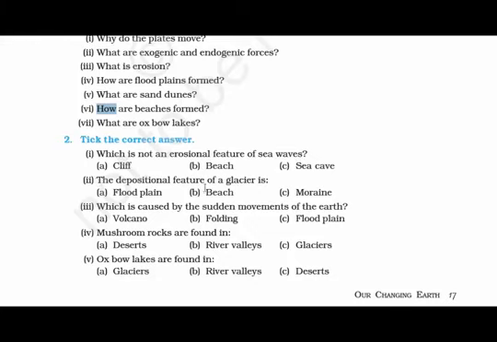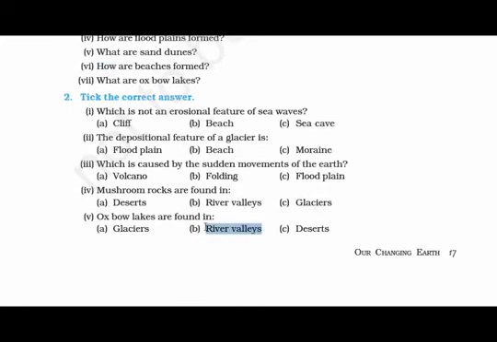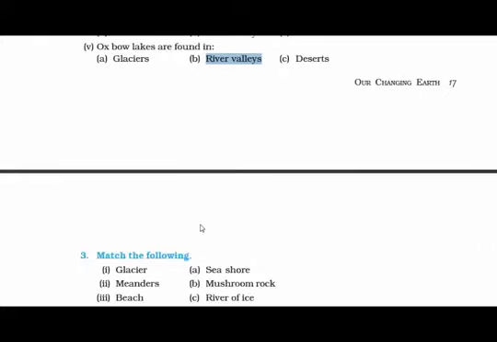The depositional feature of a glacier is moraine. Yes, we have read about this few minutes back. So it's moraine, which is caused by the sudden movements of the earth. Folding, yes. When two plates, that is the lithospheric plates, when they move, they form fold. Floodplain is caused by running water. Volcano is a vent which is there to take out the magma. Mushroom rocks are found in deserts. So the meaning of mushroom rocks is they are narrow from base and they are wide from top. Oxbow lakes are found in river valleys because it is formed due to river, not deserts, not glaciers.